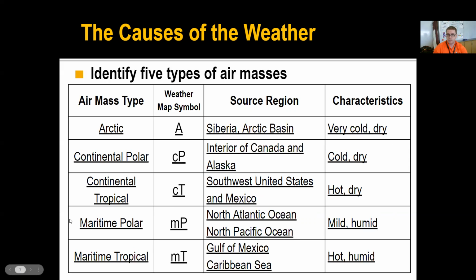The word maritime means ocean. So maritime polar is mild and humid. It's formed further up north in our oceans, compared to maritime tropical, which is found closer to the equator. It's going to be much more hot, much more humid.